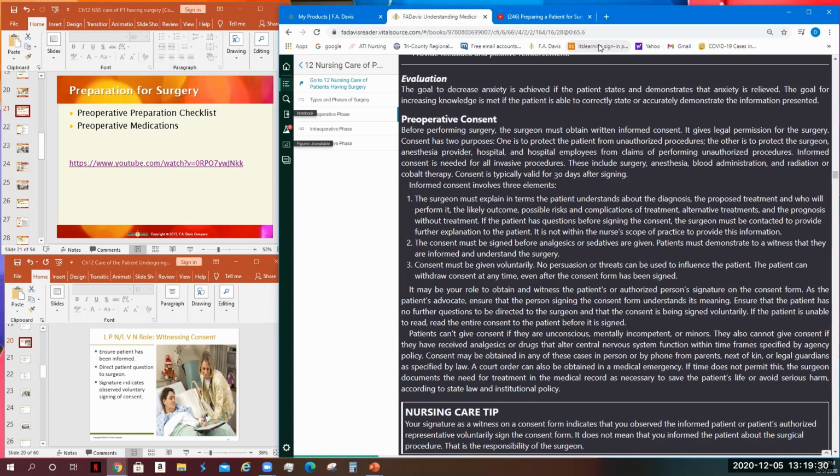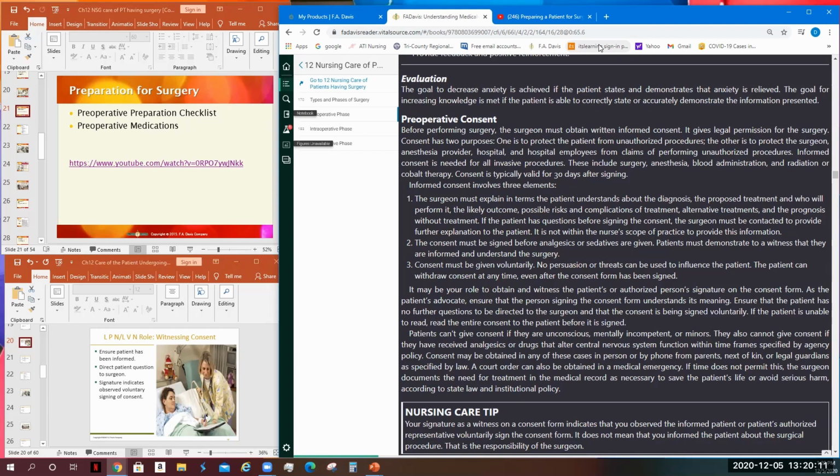One, the surgeon must explain in terms the patient understands the diagnosis, the proposed treatment, and who will perform it, the likely outcome, possible risks and complications of treatment, alternative treatments, and the prognosis without treatment. If the patient has questions before signing the consent, the surgeon must be contacted to provide further explanation to the patient. It is not within the nurse's scope of practice to provide this information.